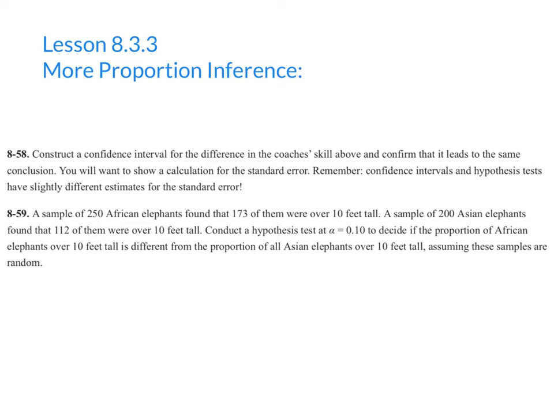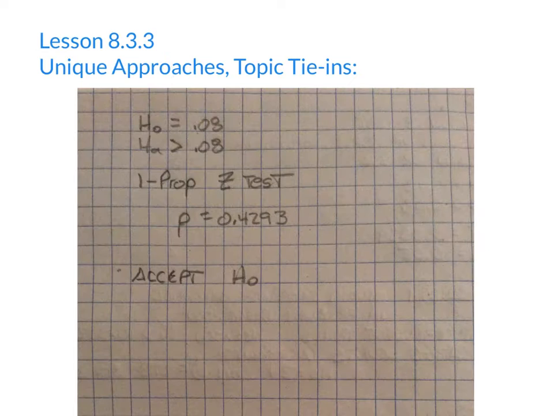Lesson 8.3.3 is primarily a review of Chapter 8 concepts. Students will use confidence intervals and hypothesis tests in 1 and 2 proportion situations. You may have seen this type of student work already, but there are a few things that you should watch out for. This student has left out population parameters in the hypotheses altogether.